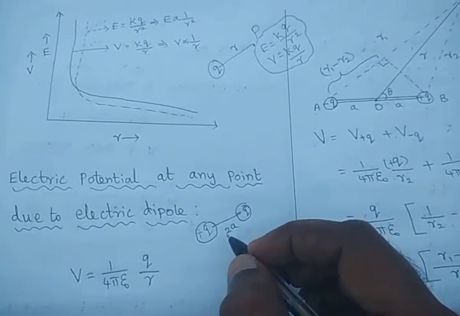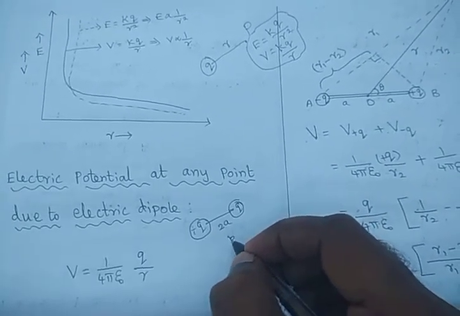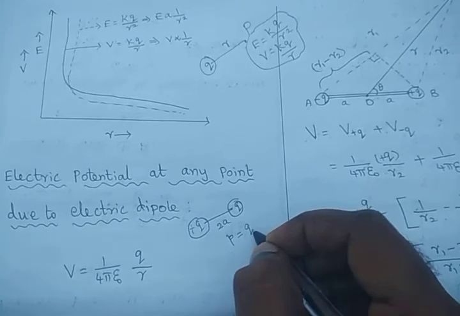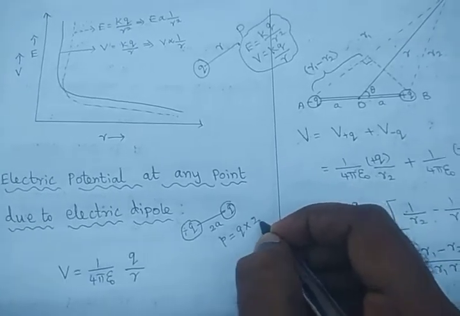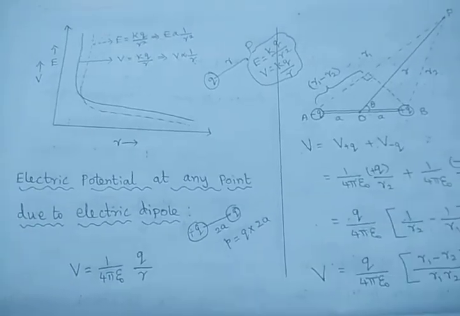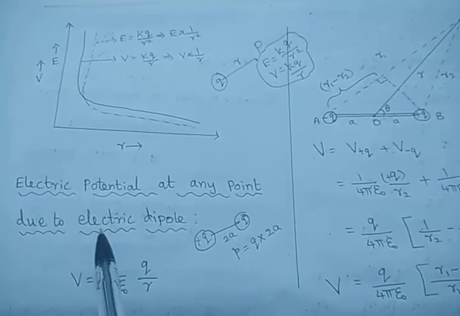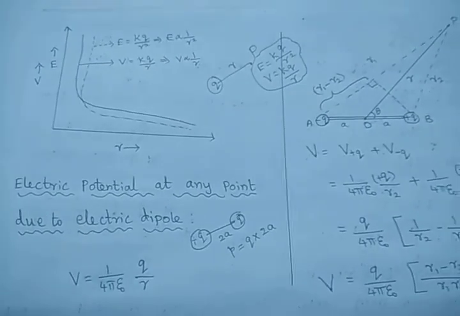So immediately we should remember what the dipole moment is. P is equal to the product of a charge and the distance between them. Yes, very good. You should keep all these things in mind whenever we talk about the electric dipole.